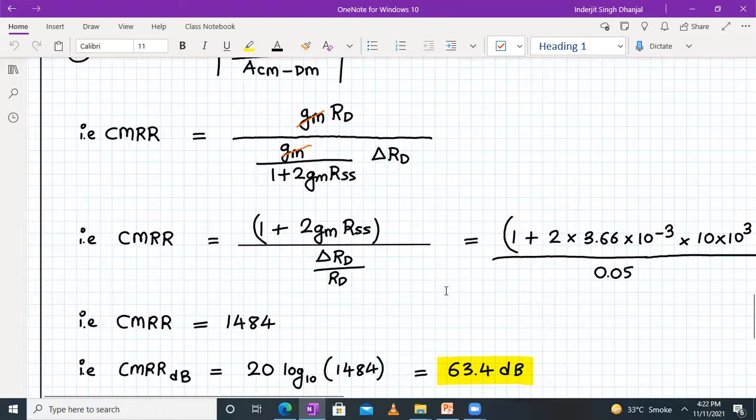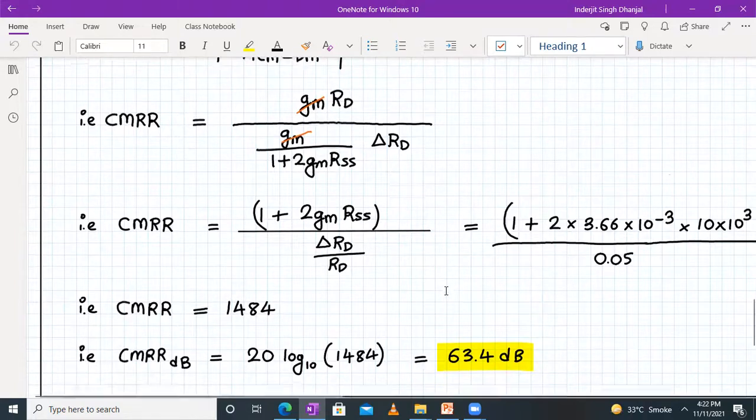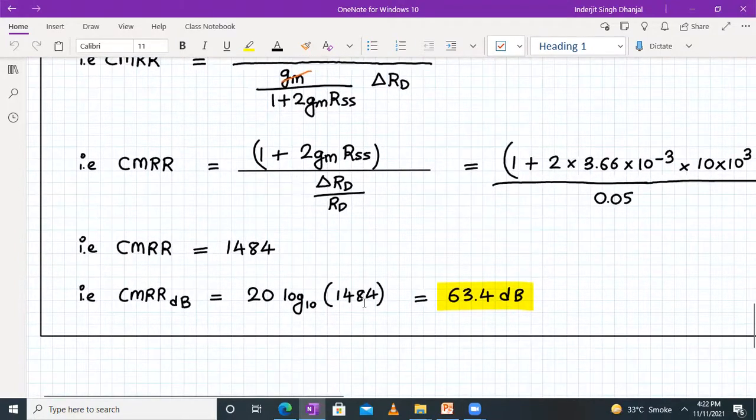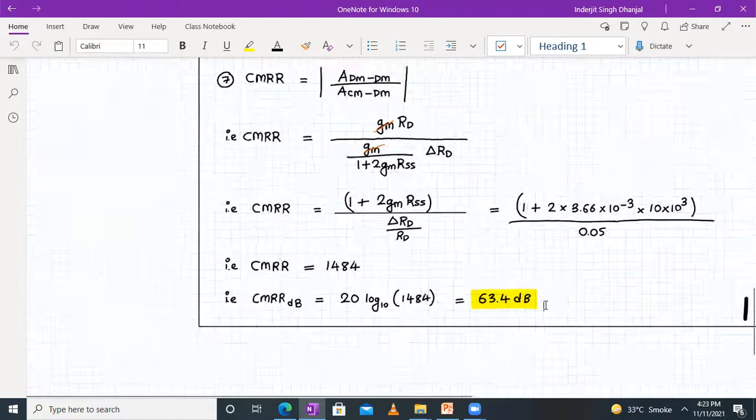So if you want to convert this into dB, you will multiply it with 20 log to the base 10 of this value, 1484. And that will come out to be 63.4 dB. So CMRR in dB is 63.4. Please cross check this answer. If you're getting any different answer than this, please write in the comment section.